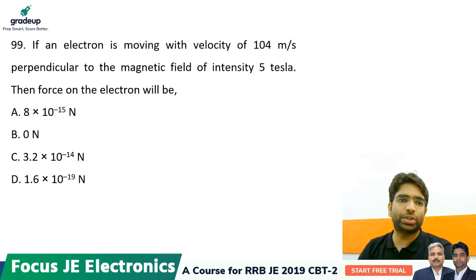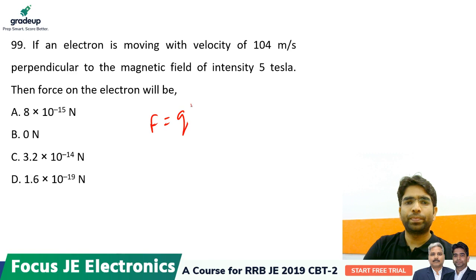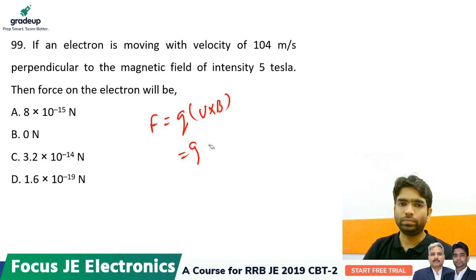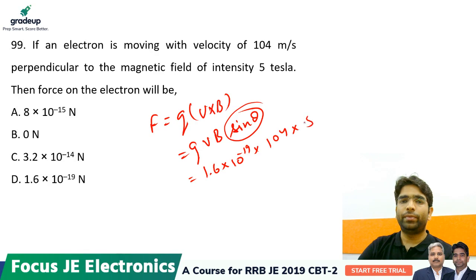Now let us look at the next question. If an electron is moving with a velocity of 10 to the power 4 meters per second perpendicular to a magnetic field of 5 Tesla, then the force on the electron will be F equals Q V cross B, which is QVB sine theta. Theta is 90 degrees, perpendicular. Q is 1.6 into 10 raised to the power minus 19, velocity is 10 to the power 4 and field is 5. Get the answer. In the previous question, the answer is C.